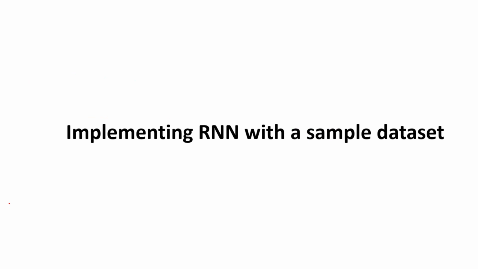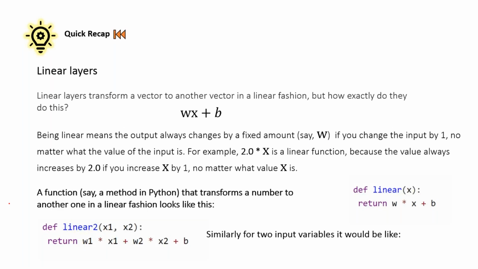Now let's say we implement the whole RNN with a simple data set. Before that, let's do a quick recap of linear layers or linear functions. Linear layers transform a vector to another vector in a linear fashion. But how exactly do they do this? If you see the function here, wx plus b, a linear function wx plus b.